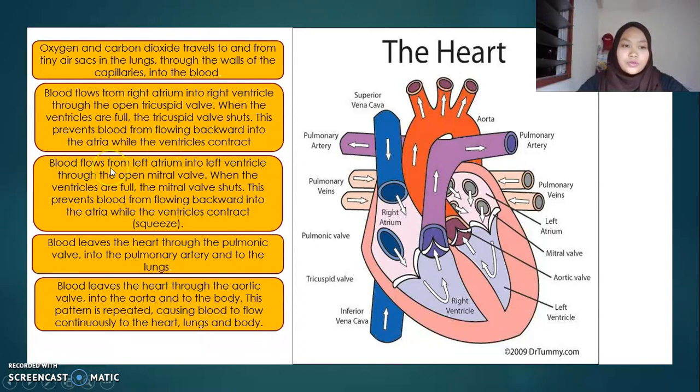Blood also flows from the left atrium into the left ventricle through the open mitral valve. When the ventricles are full, the mitral valve shuts. This prevents blood from flowing backward into the atria while the ventricles contract. Blood leaves the heart through the pulmonic valve into the pulmonary artery and to the lungs. Blood leaves the heart through the aortic valve into the aorta and to the body. This pattern is repeated, causing blood to flow continuously to the heart, lungs, and body.